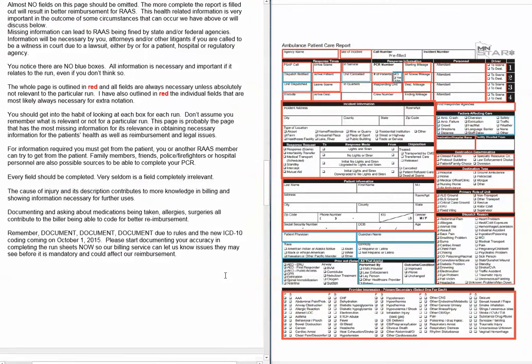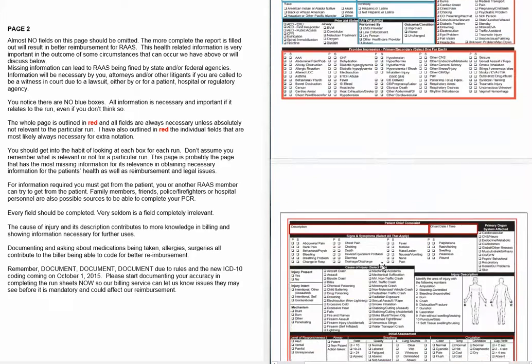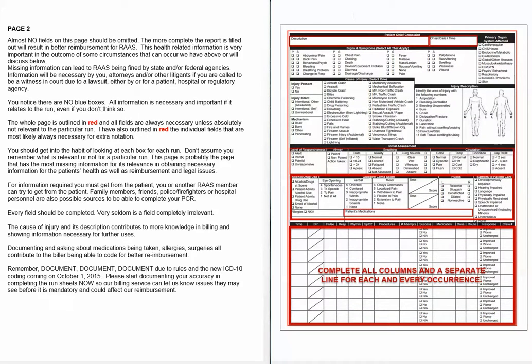Now we're going to move on to page 2 of the report. Almost no fields on this page should be omitted. The more complete the report is filled out, the better the reimbursement for RADS. This health-related information is very important in the outcome of some circumstances that can occur above or that we will discuss below. Missing information can lead to RADS being fined by the state and/or federal agencies. Information will be necessary for you, attorneys, and/or other litigants if you are called to be a witness in a court case due to a lawsuit, either by or for a patient, hospital, or regulatory agency.